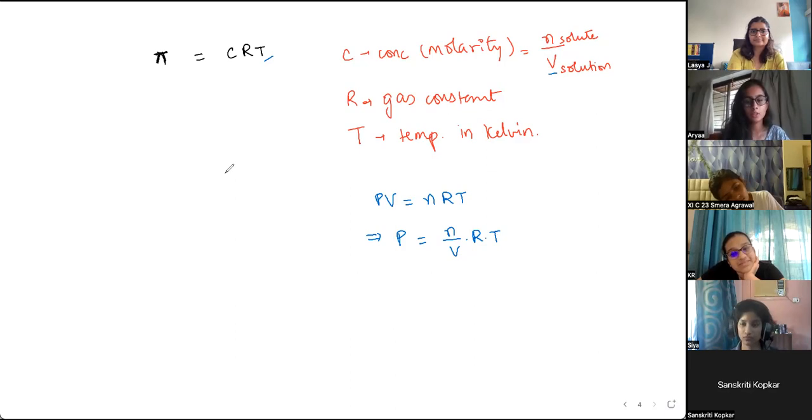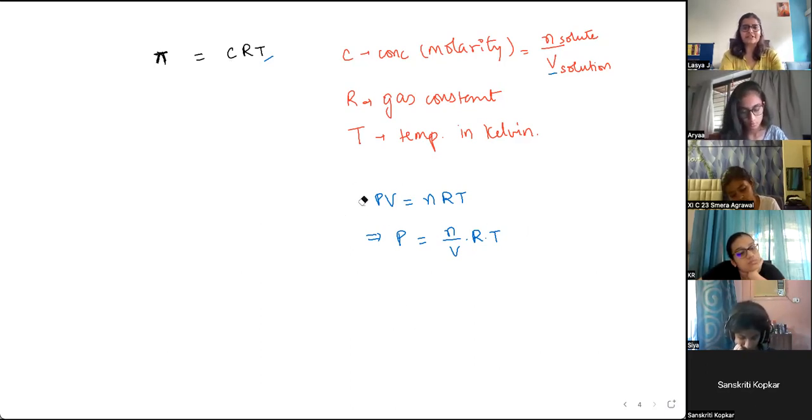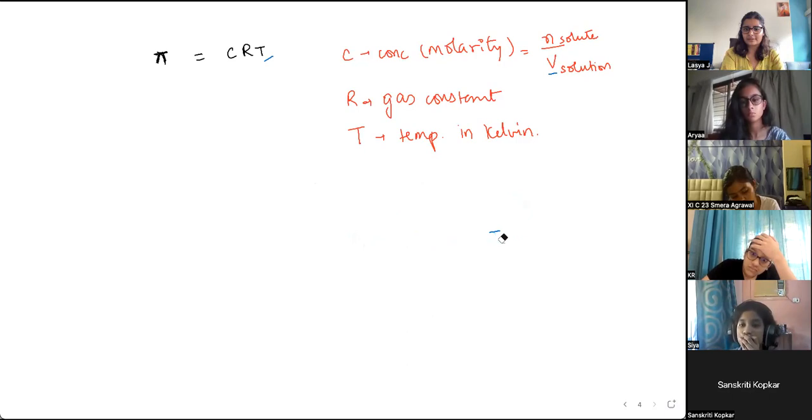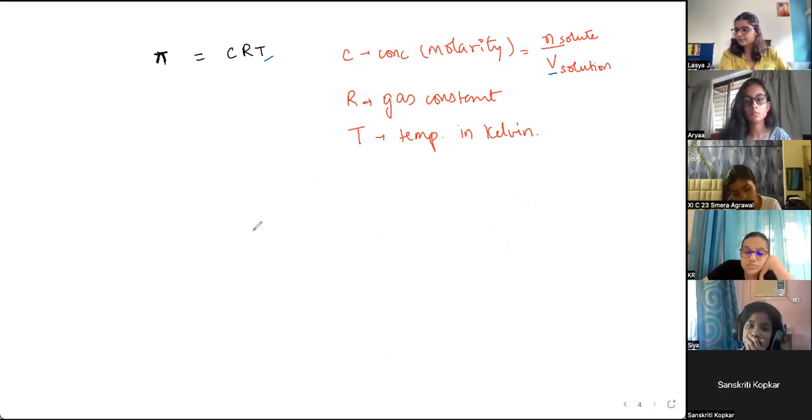Pi is similar to pressure and C is n by V, right? Yes. Here it is osmotic pressure, there it is pressure exerted by the gas. Dimensionally, they're very similar equations, just that the values and the context where you're using them change. This is a gas equation, and this is for a solution, the osmotic pressure of the solution, the pressure exerted by the solution. All right. This is the main thing when it comes to this.